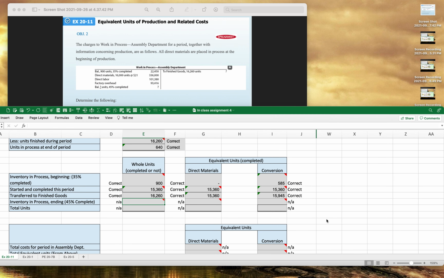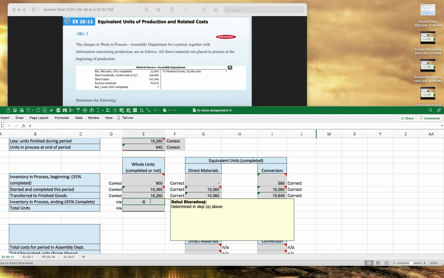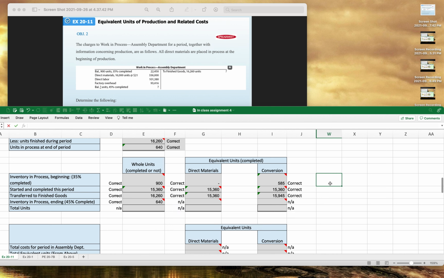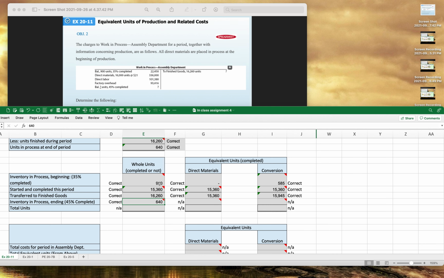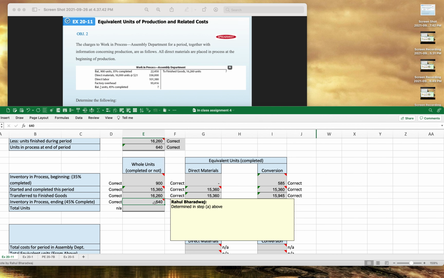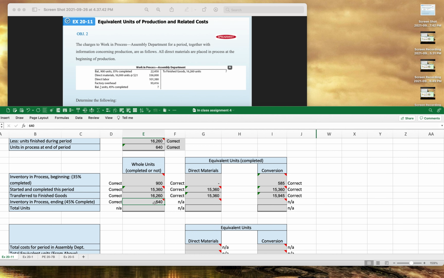Okay, so next they want us to determine the inventory in process. As far as whole units are concerned, well, we already know that there were 640 items or units in process at the end of the period. So I'll just plug that in here. 640 units total were in process at the end of the period, irrespective of whether they needed some direct labor or not, direct material or factory overhead or not, right?